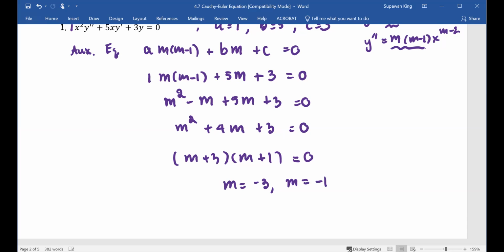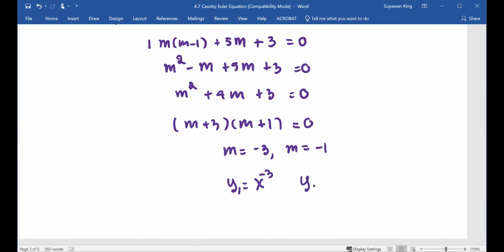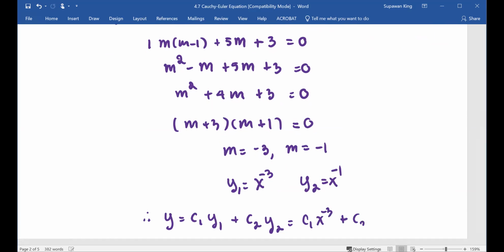And then from each m, you put together a solution. So y1 is x to the power negative 3. y2 is x to the power negative 1. Therefore, the solution, which is c1 y1 plus c2 y2, is in the form of c1 x to the negative third plus c2 x to the negative first.